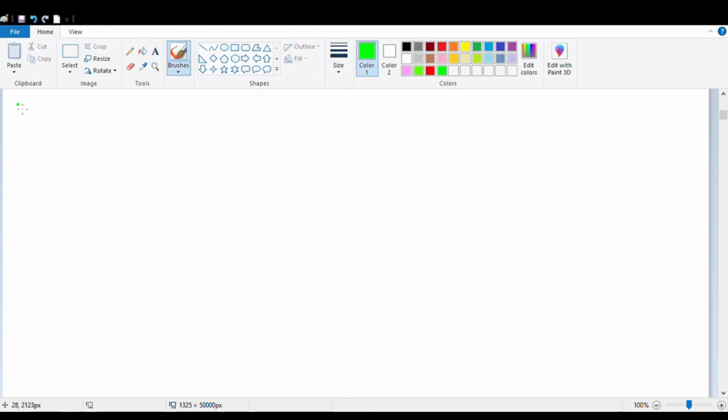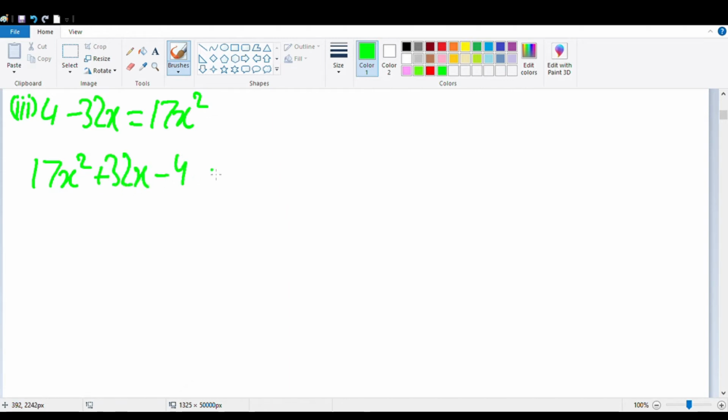Okay, so part 3. Part 3 is 4 minus 32x is equal to 17x squared. Let's send 4 minus 32x to the right-hand side so we can get the equation in standard form. We get 17x squared plus 32x minus 4 is equal to 0. Now let's find AC. AC is equal to 17 multiplied by negative 4, which is negative 68.